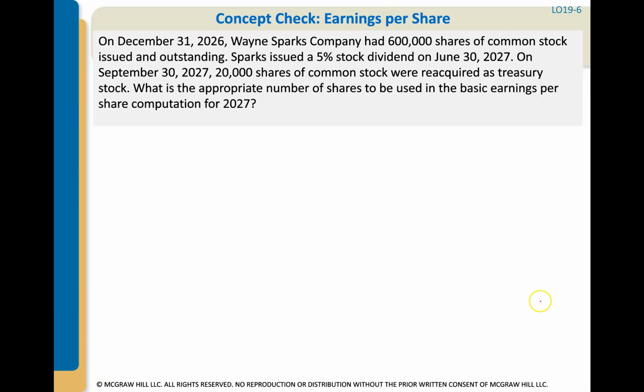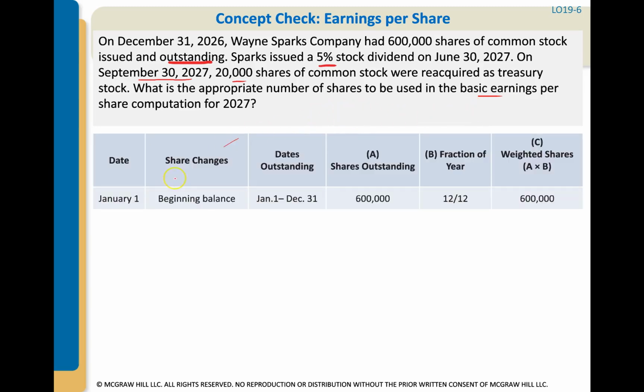Let's do a concept check. On December 31, 2026, Wayne Sparks Company had 600,000 shares of common stock issued and outstanding. It's very important when we're looking at the outstanding shares. Sparks issued a 5% stock dividend on June 30th, 2027. On September 30th, 2027, 20,000 shares of common stock were reacquired as treasury stock. What is the appropriate number of shares to be used in the basic earnings per share computation for 2027?